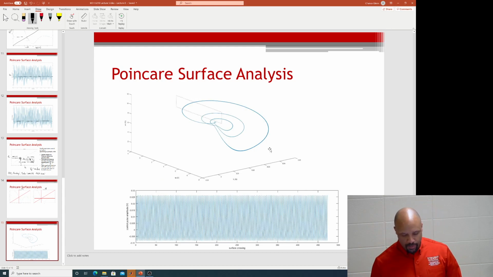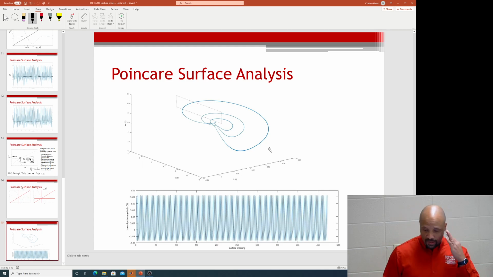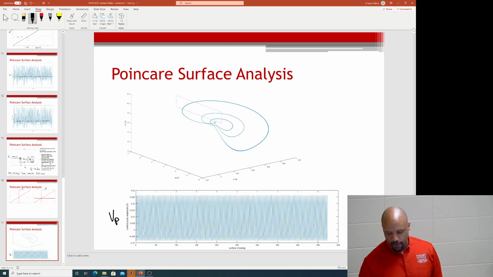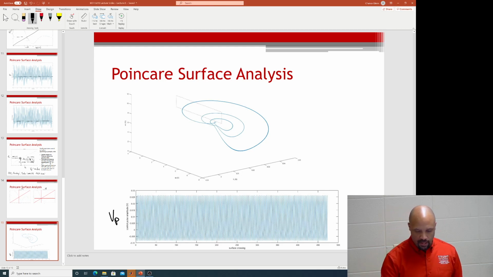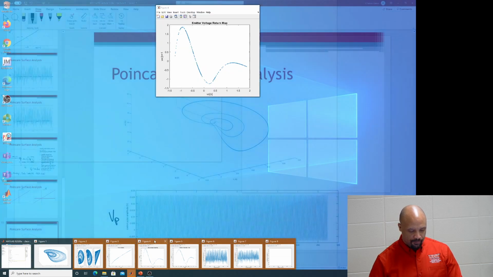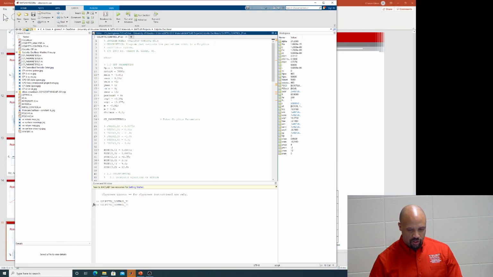And I'm going to show you with MATLAB why we didn't just trick it. We actually did it with these small pulses. As you can see right here, here's VP for over 400 surface crossings. And these are the size of the pulses that were applied to tease out this particular behavior. Now let's go to MATLAB, and I want to show you.